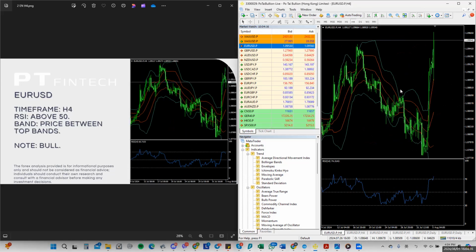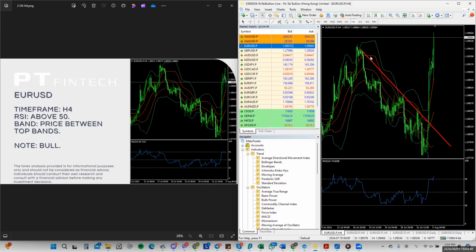On H4, PTips claims that RSI is above 50. It's actually at overbought. Usually when it's at overbought, it's quite exciting because a lot of people do one thing: when they see it's overbought, they start shying away from the bulls and close their long orders, causing a bit of a pullback in the market. But with that being said, let's quickly take a look.